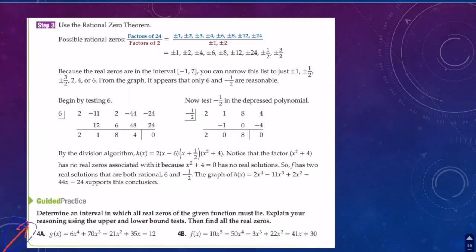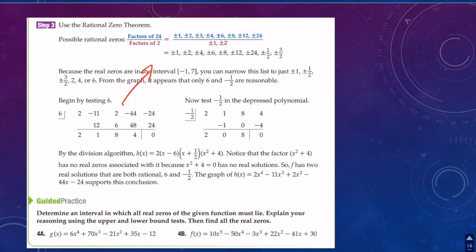Continuing with this example, step 3 is to use the rational zero theorem. Now, if we look at all of our possible rational zeros, remember we have to use the rational zeros theorem, and that causes us to take factors of 24 and divide that by factors of 2. So as you look at this list, there's 9 possible factors here, but it's plus and minus, so we've got to multiply that by 2. So there's 18 total ways of doing it.